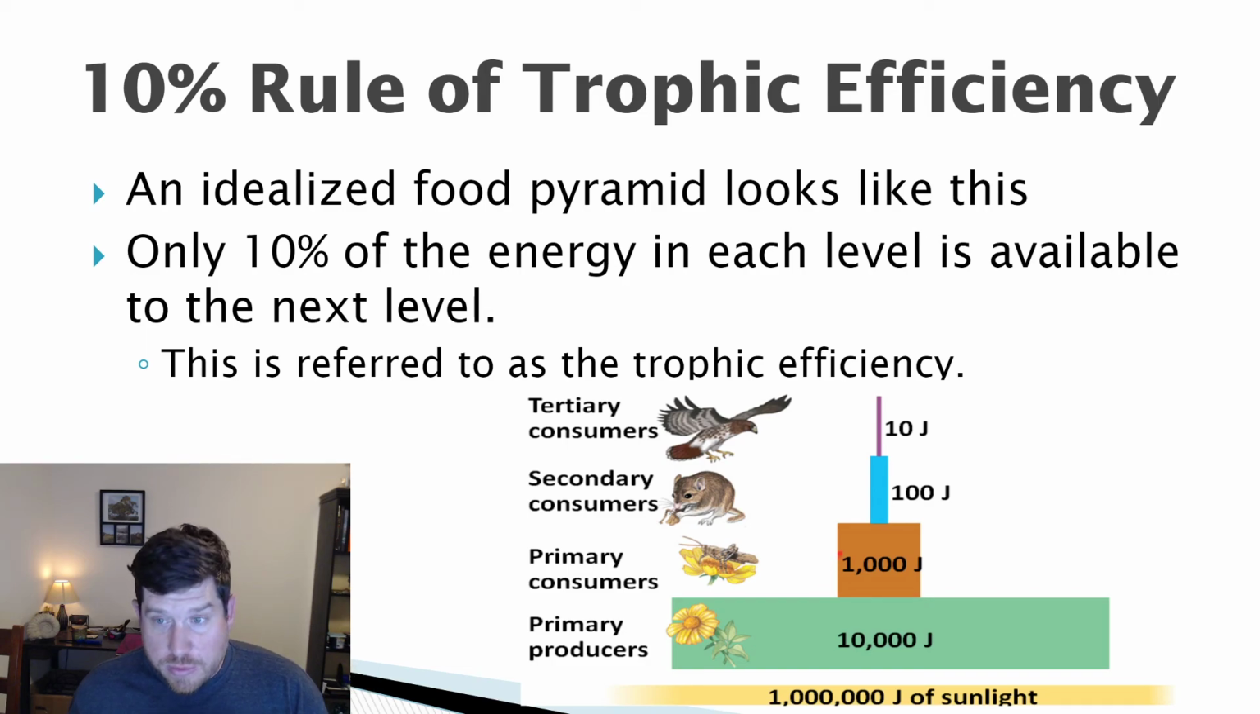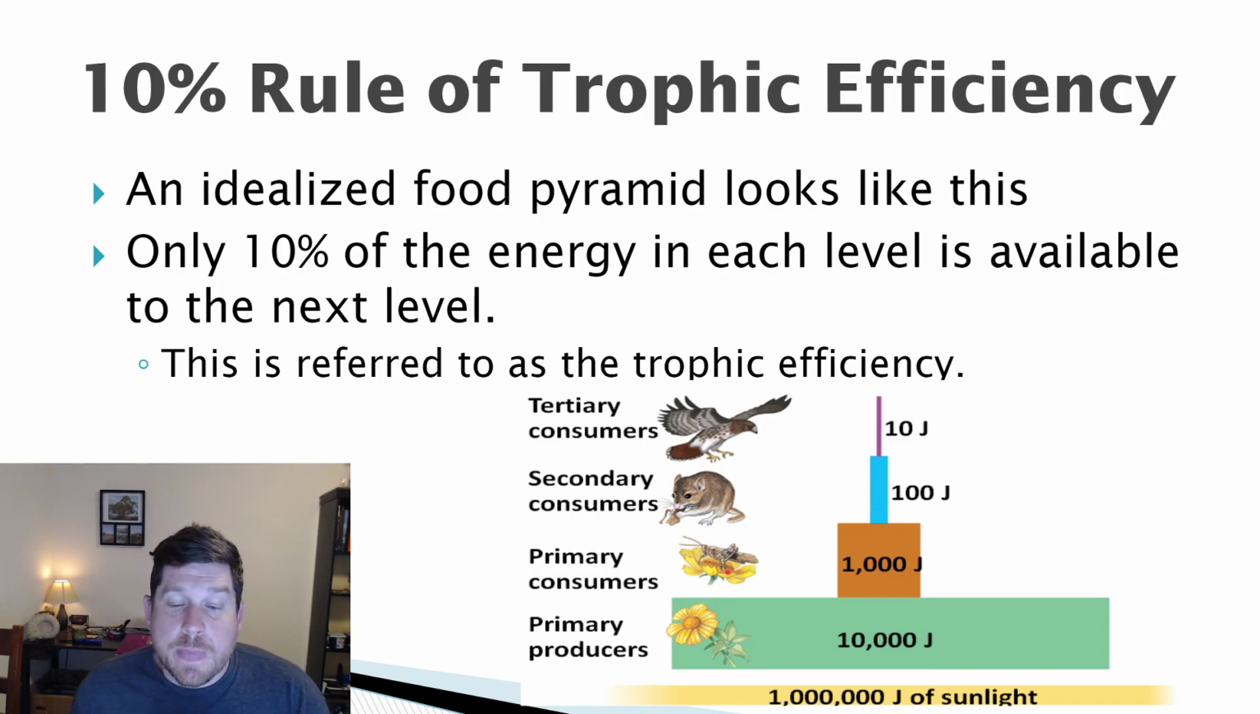When we then move up another level, only 10% of the 1000 joules is available to the secondary consumers. And finally, 10% of that is available at the top. That means that every time you are going from level to level, you are losing 90% of the available energy. And this is something that explains why in any given ecosystem, we don't have a huge number of top level consumers. But we will have a significant amount of producers and probably the most primary consumers because there's enough energy available to sustain them.